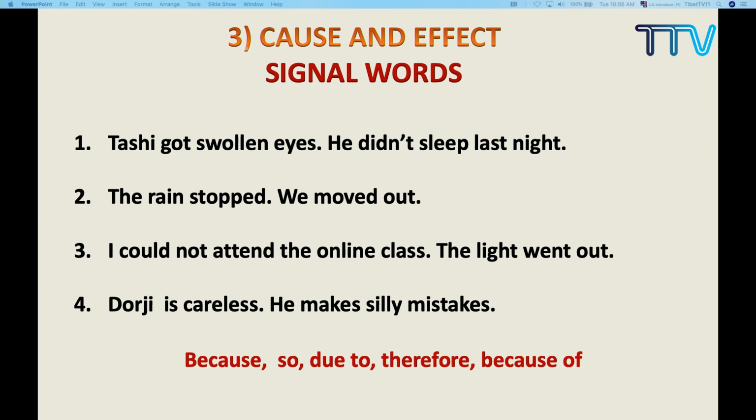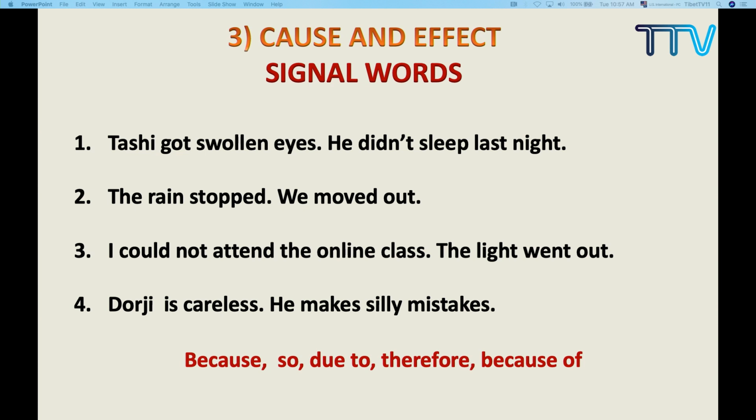I could not attend the online class due to the power shortage, due to the power. So you can also use "due to" or "because". Doji is careless. He makes silly mistakes. So what is the effect? What is the result? Doji makes silly mistakes. So that is the result.